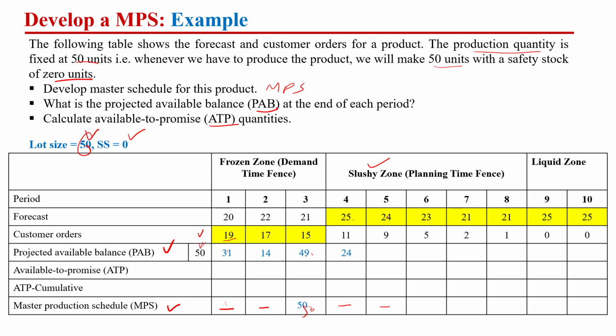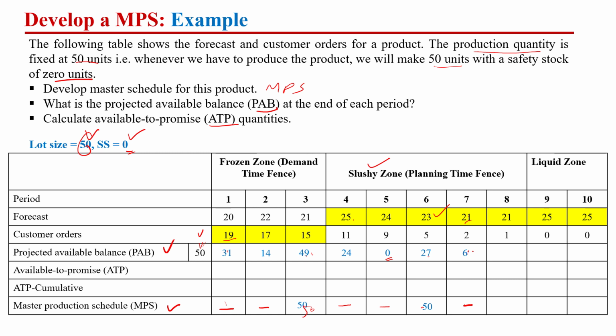Okay, so 24 minus 24 is going to be 0 over here. As the safety stock is also 0, we reach the level of 0 inventory. That means with the help of this 0 I cannot meet this demand, so I have to produce 50 over here. So 0 plus 50 is 50, minus 23 is going to be 27, and then again I can meet this demand, so 27 minus 21 is going to be 6 over here.